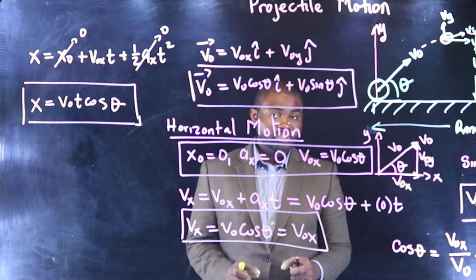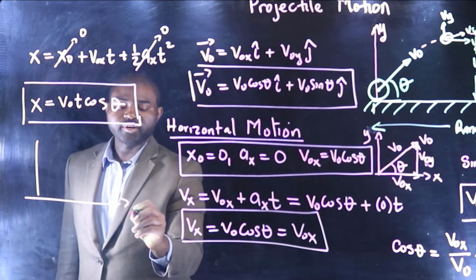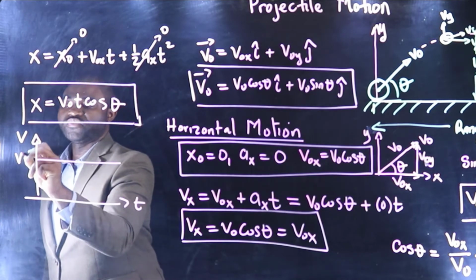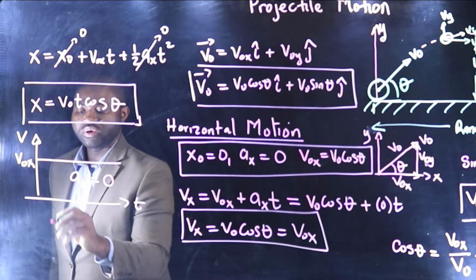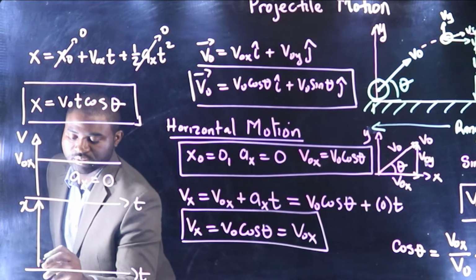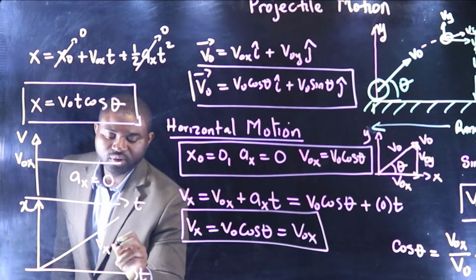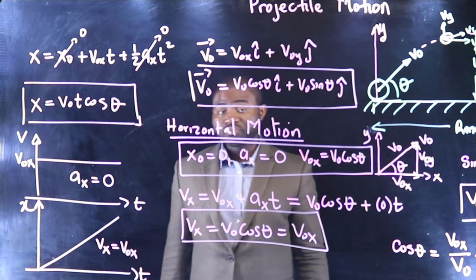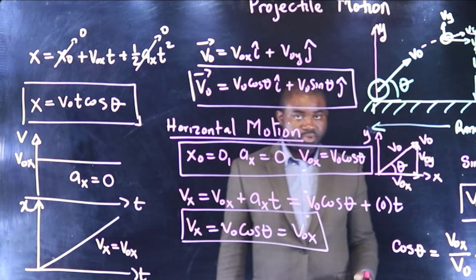So if we want to represent this graphically, how will it look? We will have here t, this is v, this is V0x. Why? Because ax is equal to 0. This is t, this is x, and it's going to be a straight line. Why? Because Vx is equal to V0x, which is just constant, and that is reflected by the slope of this graph. Thank you, and see you in the next lesson.